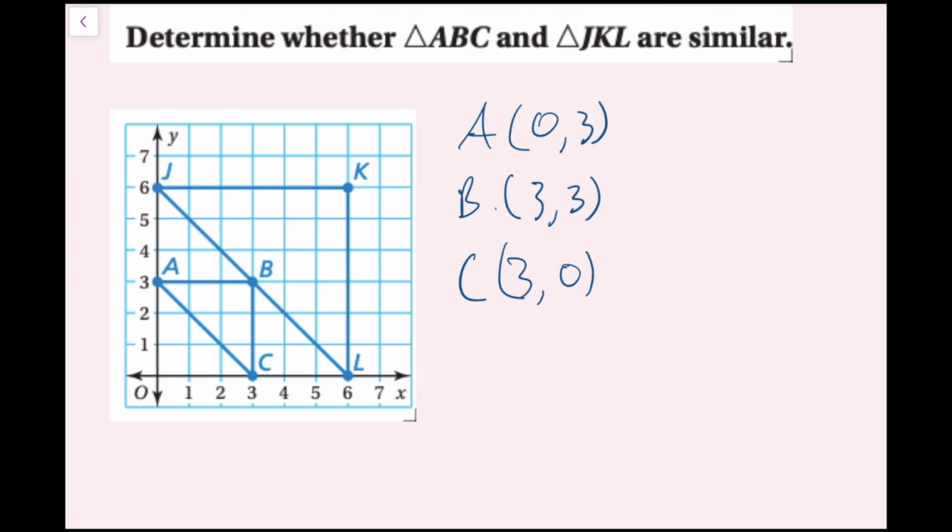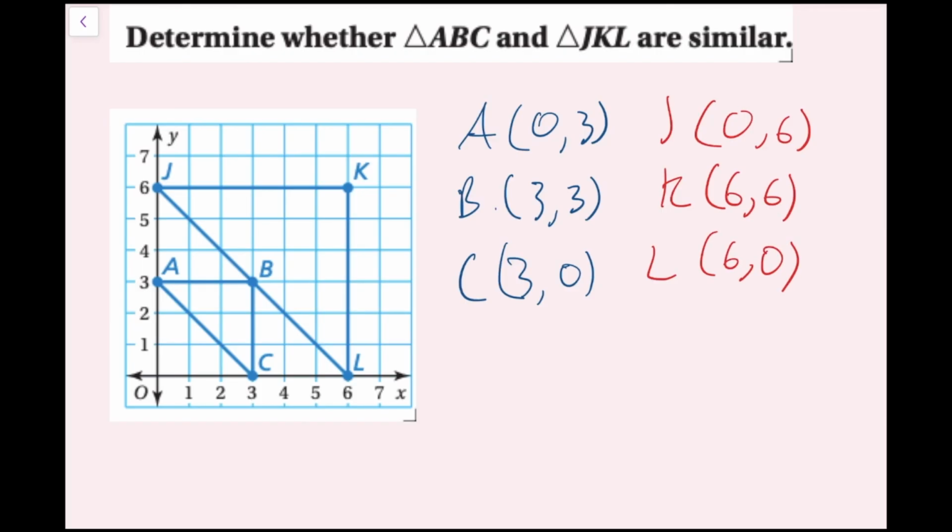Okay, and then for JKL, J is the ordered pair 0, 6. K is 6, 6. And L is 6, 0. Notice all I have to do to get from triangle ABC to triangle JKL is multiply each component by a factor of 2. So this would give me a dilation.